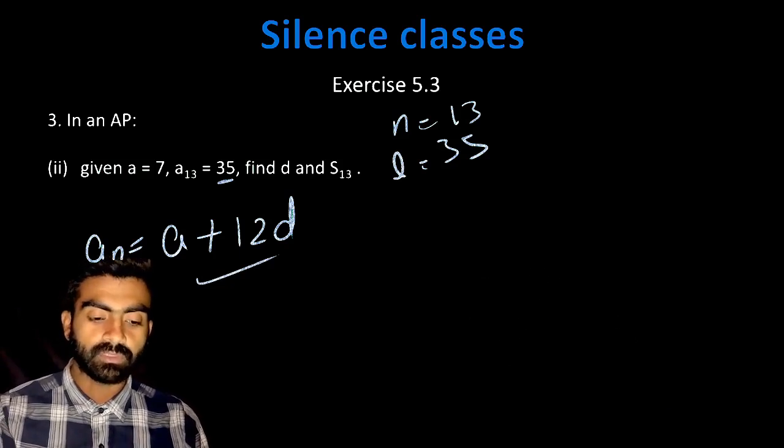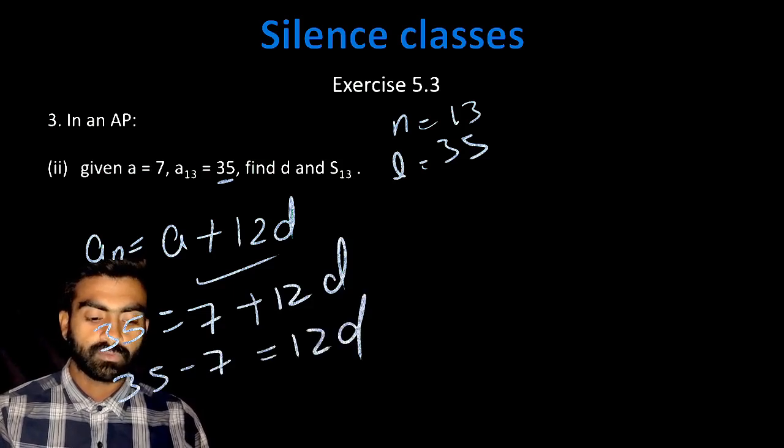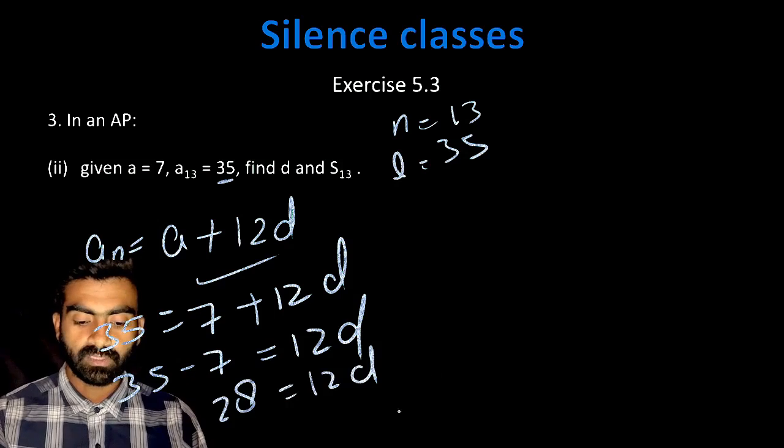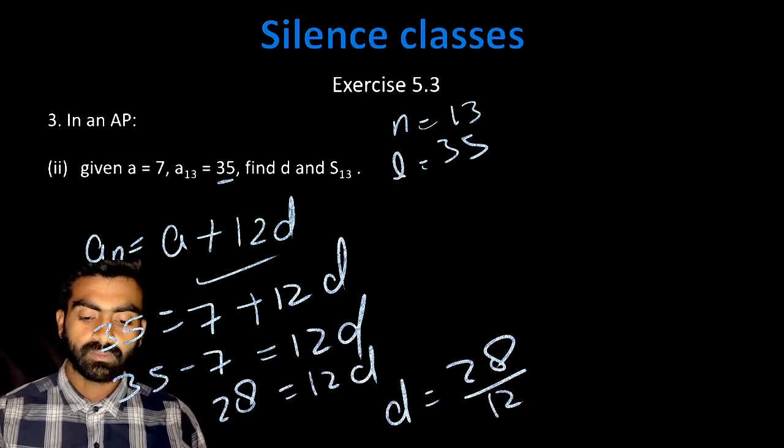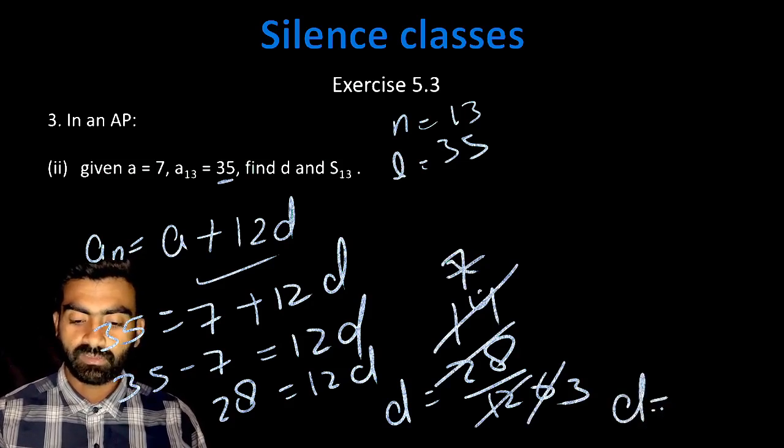Now put in the values: an = 35, a = 7, plus 12d, where d we have to find. So 35 - 7 = 12d, which is 28. We can write d = 28/12. We can cut it: 2 sixes are 12, 2 fourteens are 28, 2 twos are 4, 2 threes are 6, 2 sevens are 14. So we got d = 7/3.